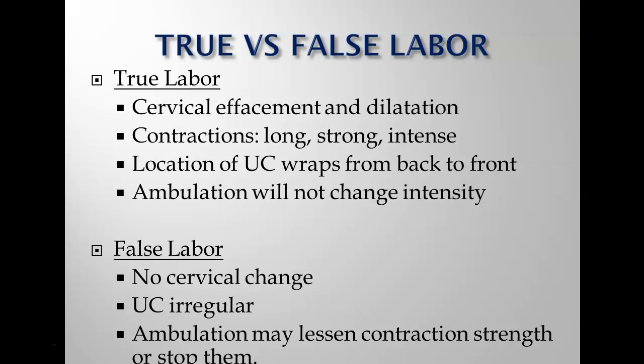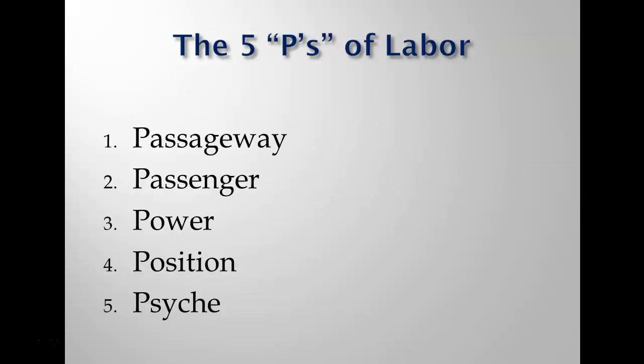Whereas in false labor, you can contract, although no cervical change is taking place. Those contractions may seem irregular or mild, and ambulation can sometimes lessen the contraction strength or stop them altogether. So oftentimes if a mom is not sure if she's in true labor or not, we will tell her to take a walk around for an hour and see if that made a difference in those contractions. If she's in the labor and delivery unit, we will check her cervix initially, have her walk that hour, and then recheck it again. If there's no cervical change, it's likely a false labor.